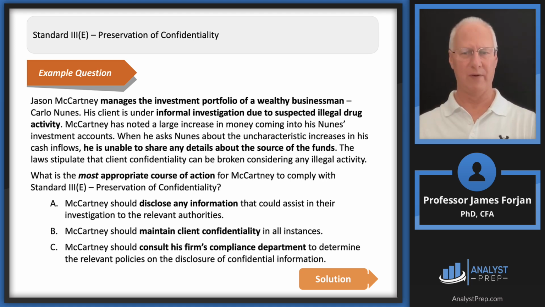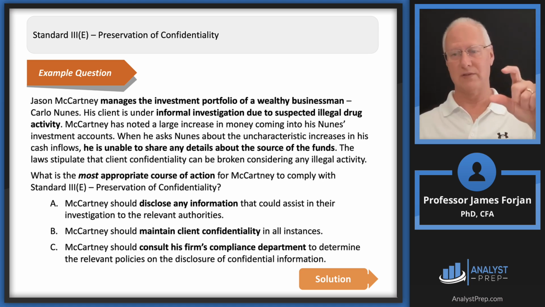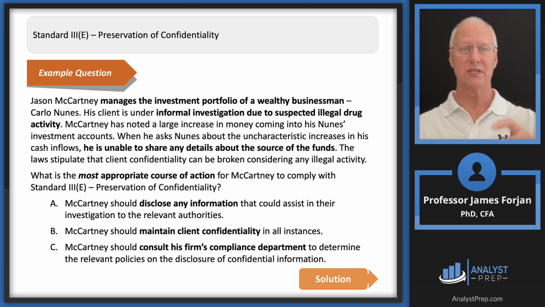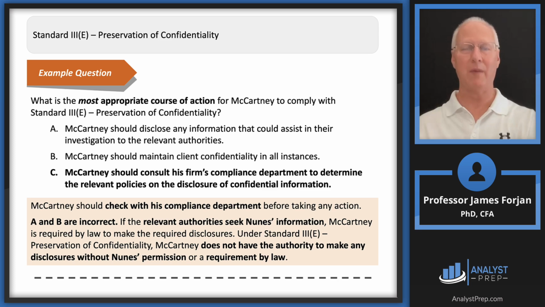Let's see. We should disclose any information that could assist in their investigation to the relevant authorities. Maintain client confidentiality in all instances. Well, remember back there we had that one slide where it said we need to pay attention to the law and the authorities. And then we should consult the firm's compliance department to determine the relevant policies. So we're going to disclose any information, and boy, that part A doesn't tell us, to the relevant authorities. So what answer do we like? We probably like C. A, you're kind of tempted to do that, but let's go ahead and talk to our compliance department beforehand.